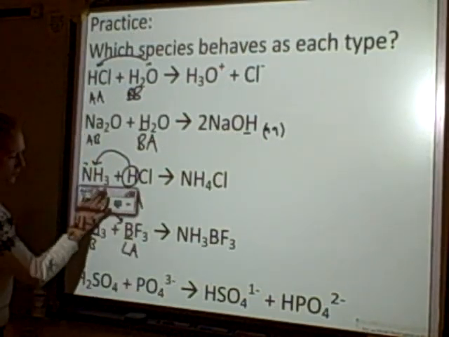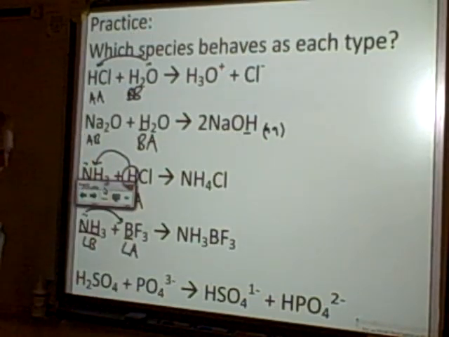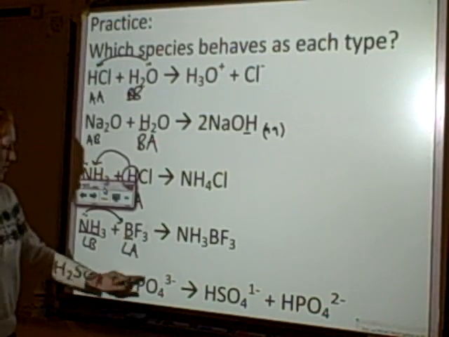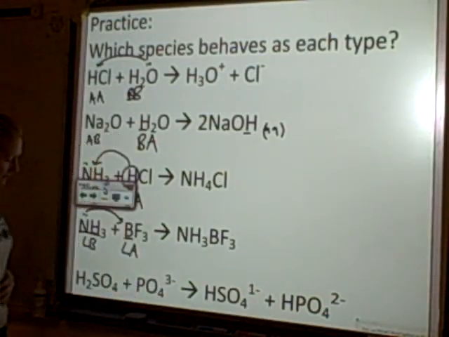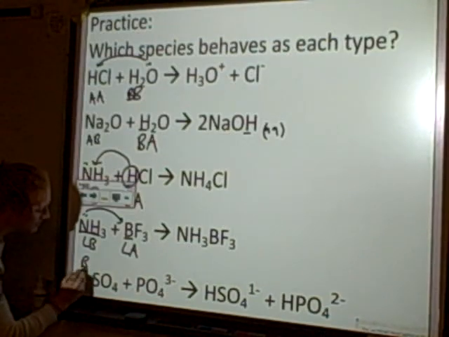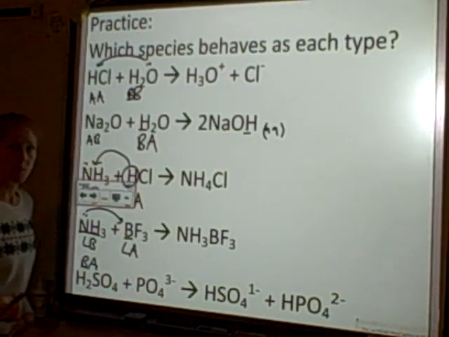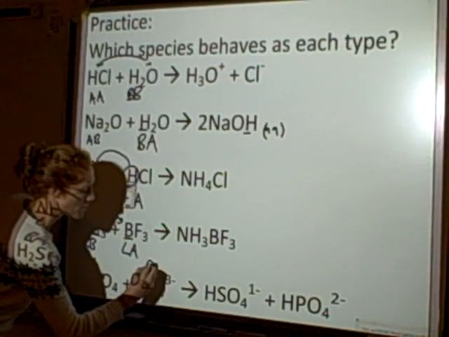My last one, I have sulfuric acid and phosphate ion. Again, I don't have water written, so I'm going to pretend this isn't happening in water. So no Arrhenius. And I do have H+ that are moving around, so it's going to be Bronsted. I can see that one of these H+ is going to the phosphate over here. So since this is donating an H+, it's going to be my Bronsted acid. And this guy is accepting an H+, so this is my Bronsted base.